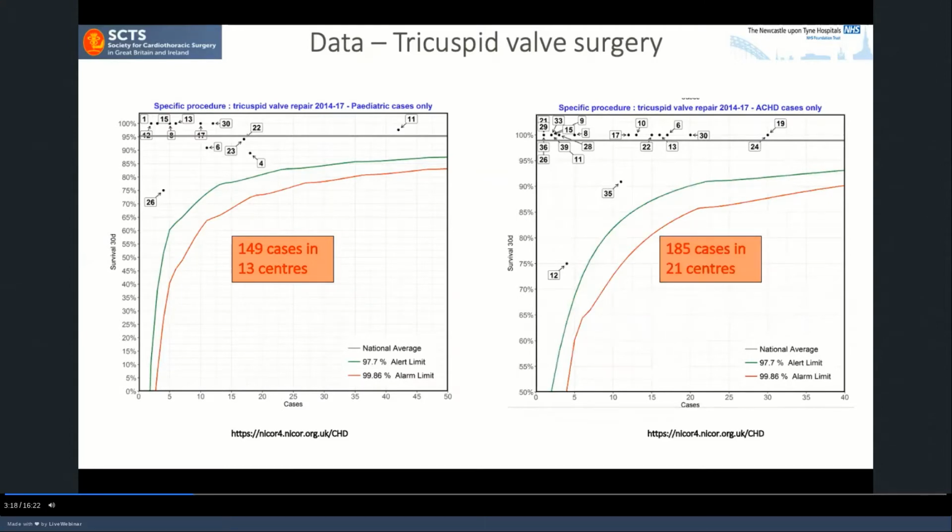And in both cases, we can clearly see that the survival at 30 days is more than 95% in most centers or around it, making a very good case that the tricuspid valve surgery results in the congenital population are very different to the functional tricuspid regurgitation.